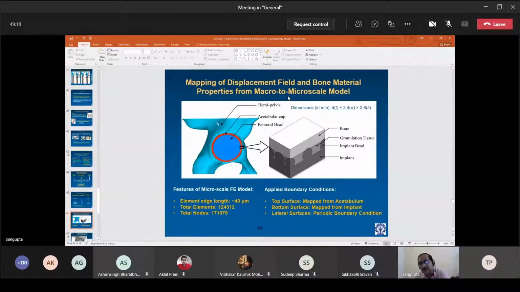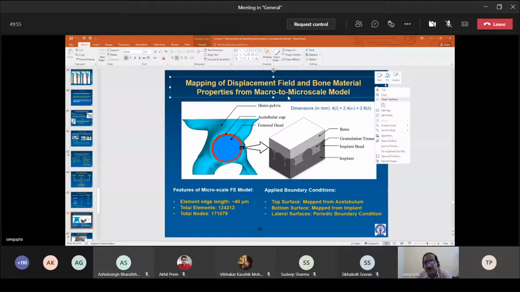Now, as you can see, this is the submodel of the hemipelvis, already implanted with the acetabular cup. Of course, we apply the submodeling technique to get realistic values of stress and strain across the whole reconstructive structure. But we are actually interested here at the interface. So we take a small element here and zoom in, and you can see we have the implant with the bead, very clearly the implant bead.